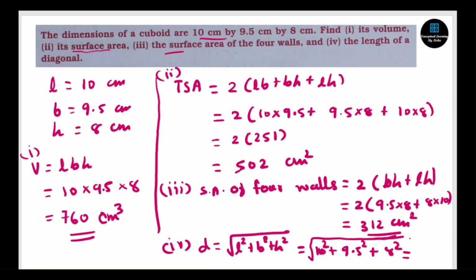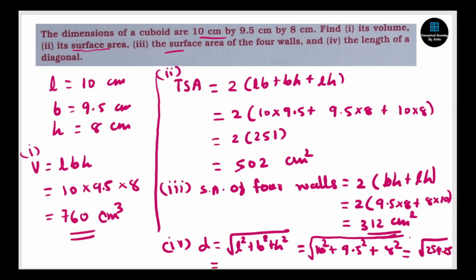Okay, now when we simplify this, what do we get? This is square root of 254.25, and the square root of that is nothing but 15.9 approximately. Okay, 15.9 centimeter. So that is the length of the diagonal. So you should write your answer properly and just highlight your answer, like this. Perfect. All right.